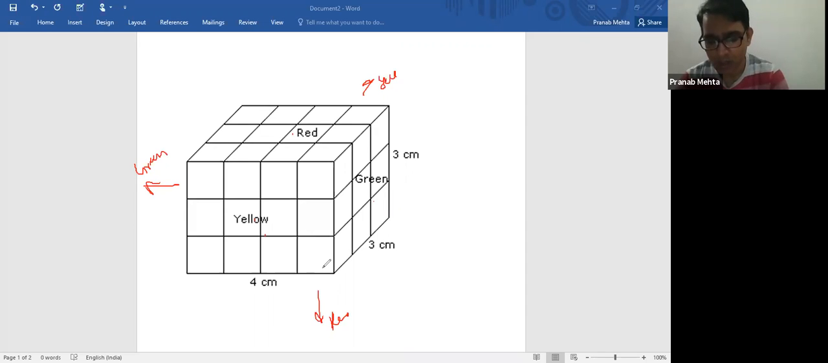The first question is: how many small cubes have only two faces colored? How many of the smaller cubes will have only two faces colored? Now remember, this has two faces painted, this has two faces painted, this has two faces painted, this has two faces painted, this has two faces painted, and this has two faces painted. So basically, we need to do some calculation on edges.